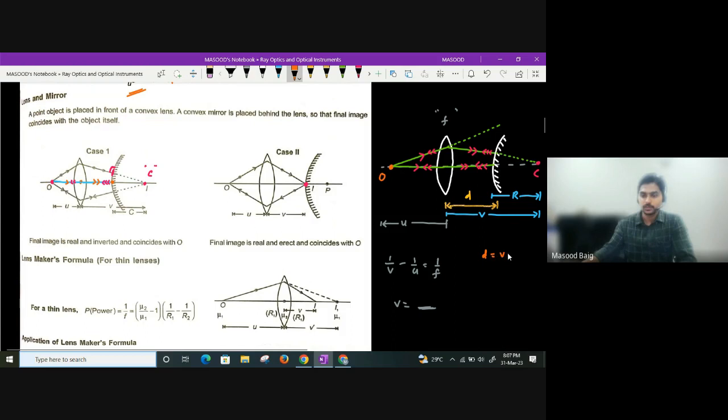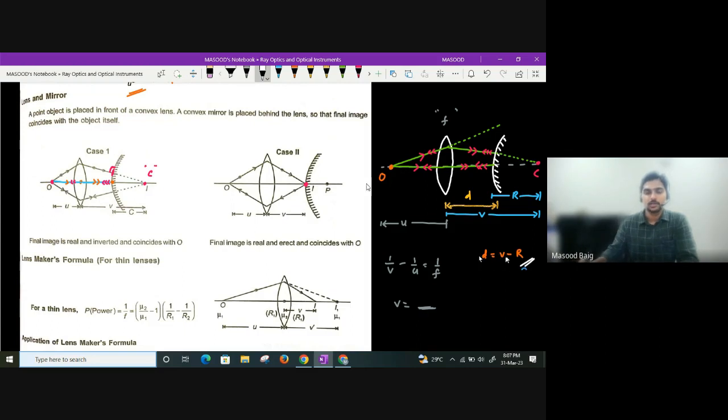How much will the distance be? It will be V minus R. So they will ask you to find what is the distance between convex lens and convex mirror such that the final image is again coinciding with the object. In this case, it is V minus R, guys. I hope you have understood.